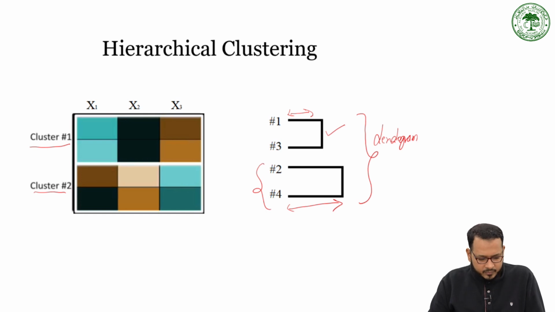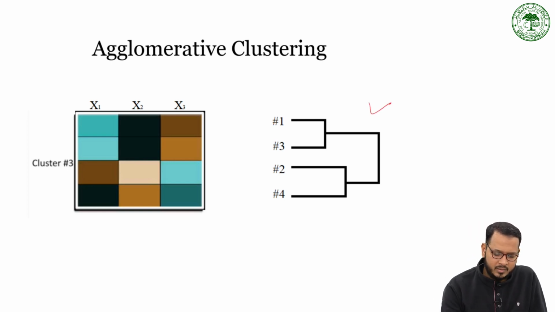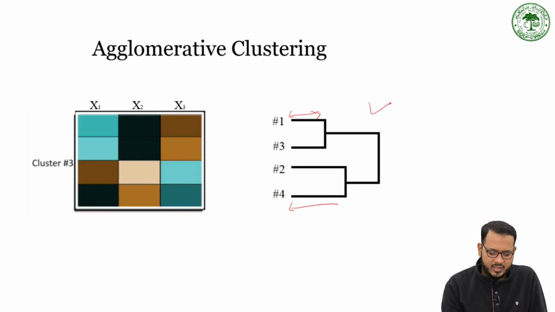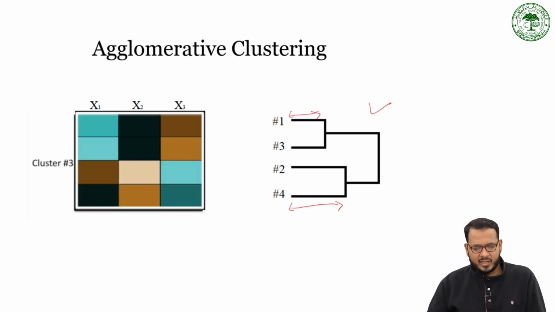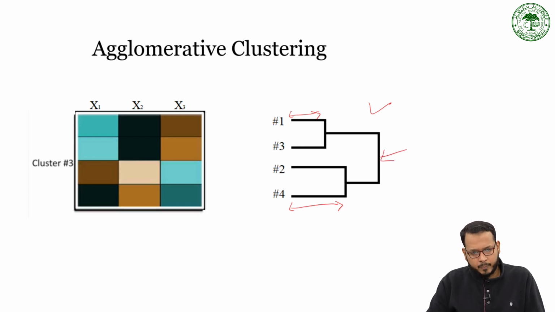As the last step, we will combine all the points together into one cluster, and we represent that like this. So first, these 2 points formed one cluster, then these 2 points formed one cluster, and then these 2 clusters were combined to form this overall cluster. This is how hierarchical clustering, or agglomerative clustering to be specific, works.